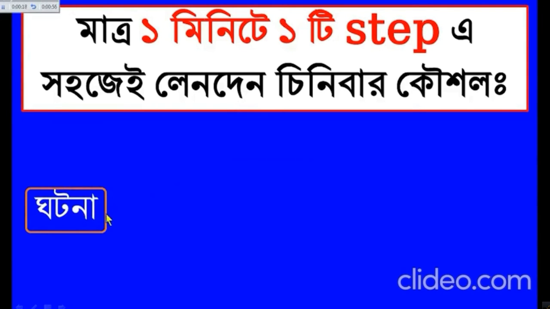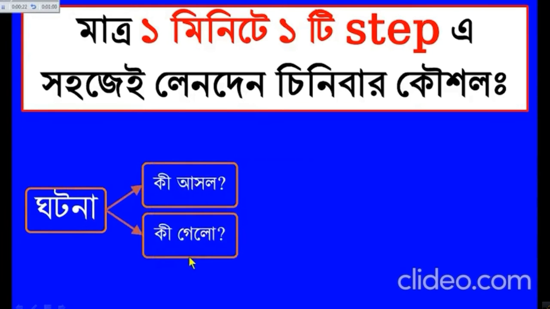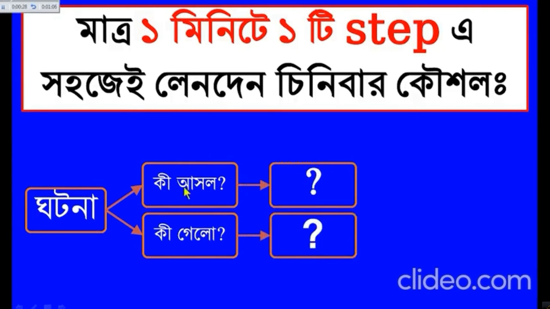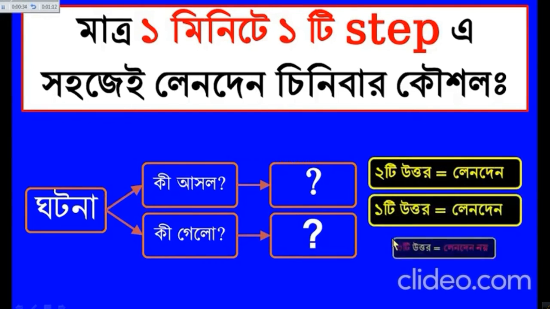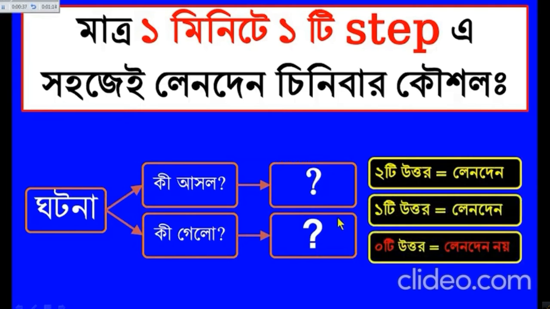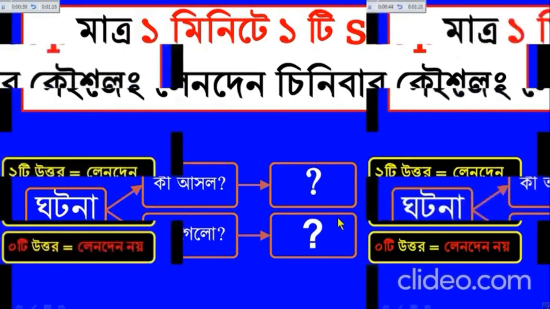Event. Which one has come into the business? Which one has gone out from the business? Here is the question. If you got two answers, then it will be a transaction. If you got one answer only, then it will be a transaction. If you got zero answer, then it will not be a transaction.